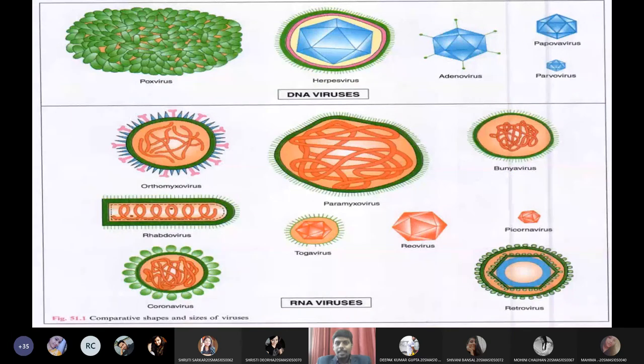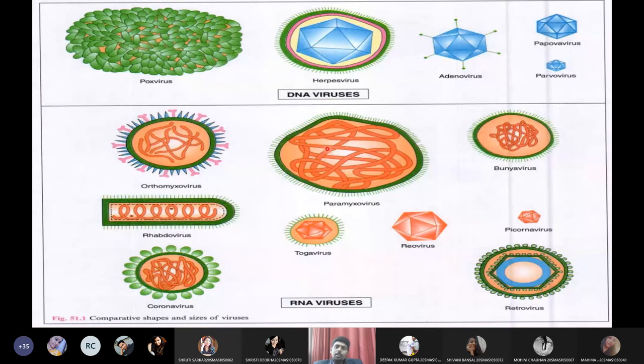This one. Students, tell me about this one. What type of virus is it? What is the symmetry of this virus? Helical. And is it enveloped or non-enveloped? This paramyxovirus. Enveloped only. Very good. Since it has outer spikes, you can see it is enveloped only.